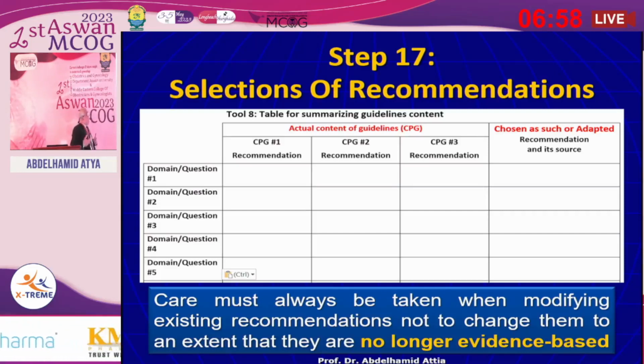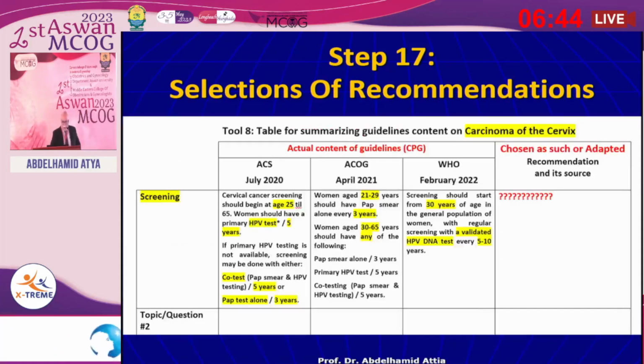This is very simple as this. Not, I feel that we should do so and so. No, there are no feelings here. There are no hunches. There are no opinions. Only scientific research. If we are having research in Egypt, please use it and add it in the modified recommendation.